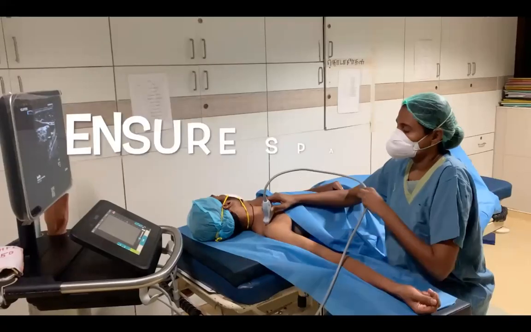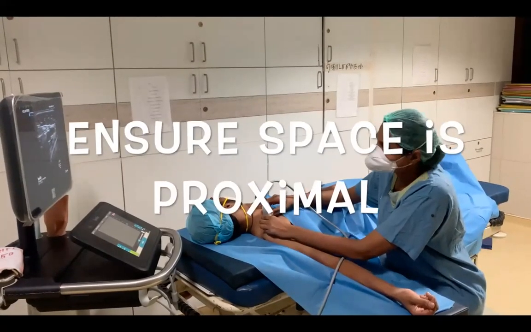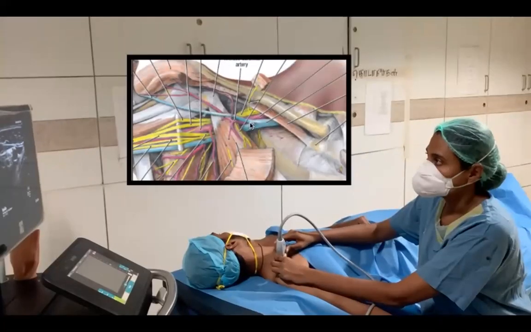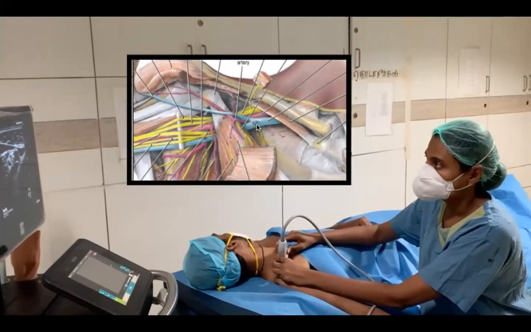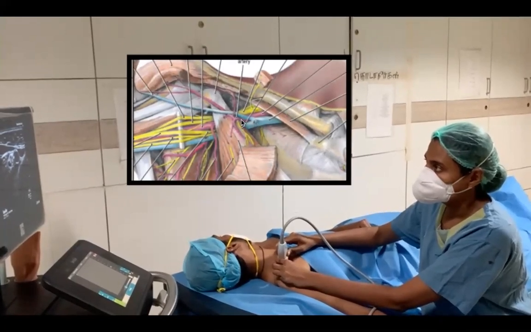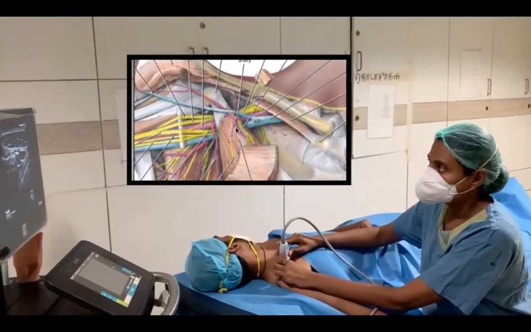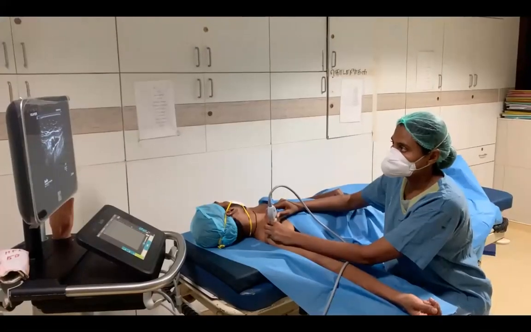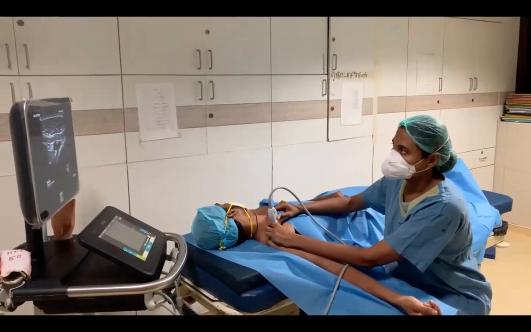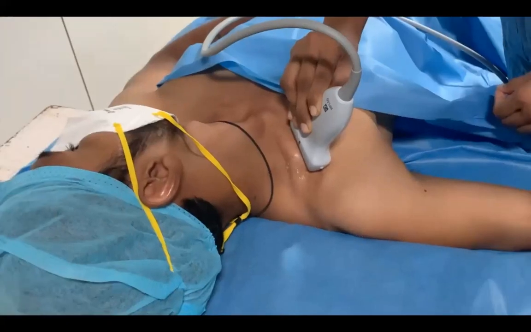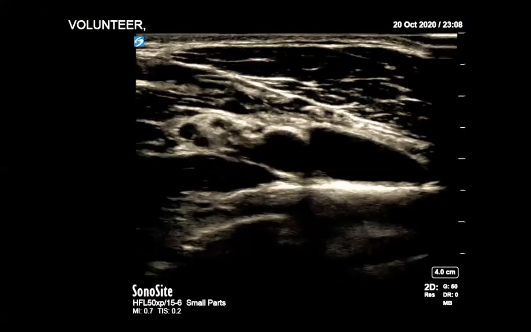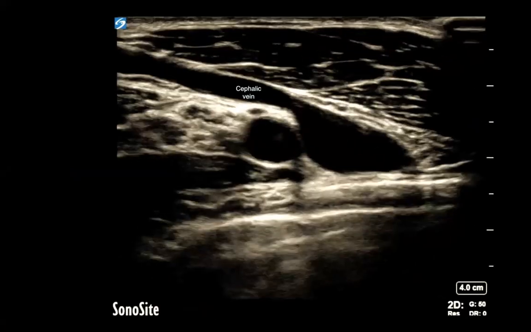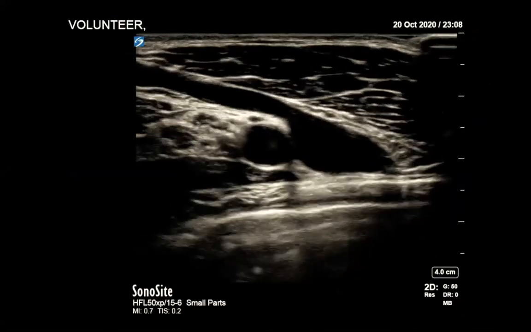Step 4 is we need to ensure that we are as proximal as possible. We know that just distal to the second rib, the cephalic vein drains into the axillary vein, and further distal, the thoracoacromial artery branches from the axillary artery. So if we see either of those vessels, we are not in the costoclavicular space and we have to scan more proximally. As I scan distally, we can see the cephalic vein draining into the axillary vein.